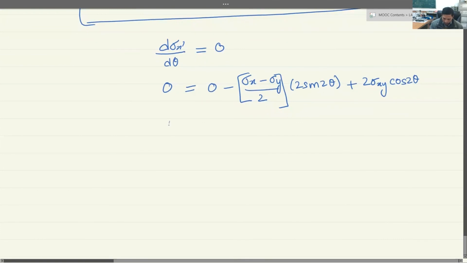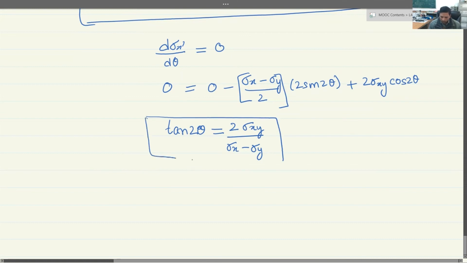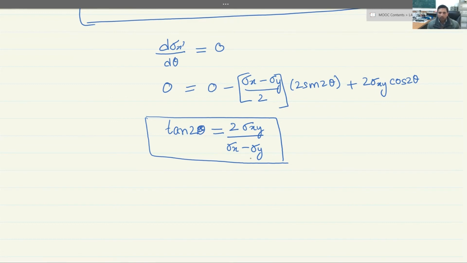Or in other words, we have tan 2 theta equal to... So what is it that we are getting from this equation? This is the equation that I mentioned earlier, which would give you the orientation for the principal stresses. So if you get 2 theta equal to tan inverse of this, it will give you the theta at which you would get maximum normal stress, and the shear stresses would be 0.